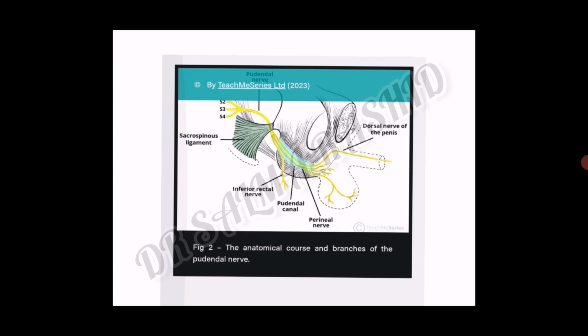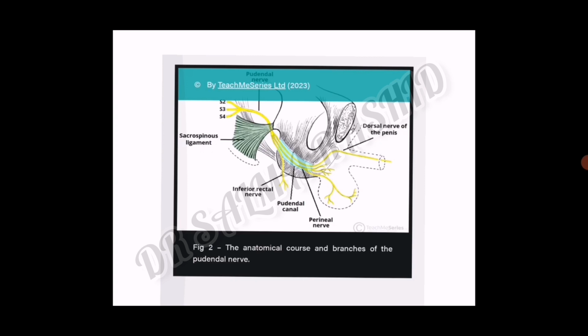In the pudendal canal, the pudendal nerve gives the inferior rectal nerve, the perineal nerve, and after that, emerging out, it gives the dorsal nerve of the penis. It's a very good diagram.